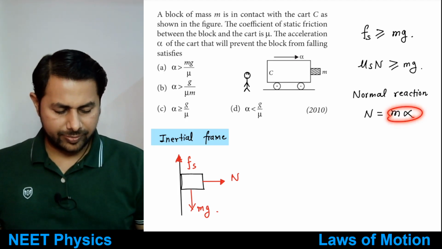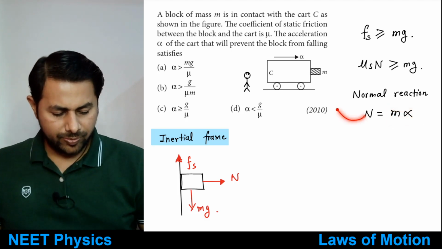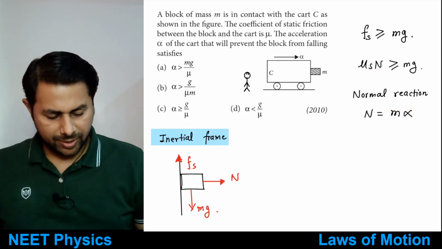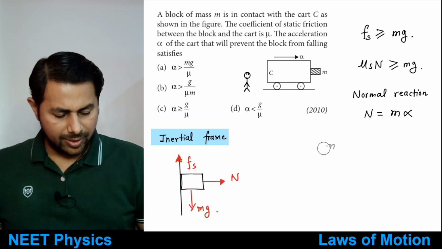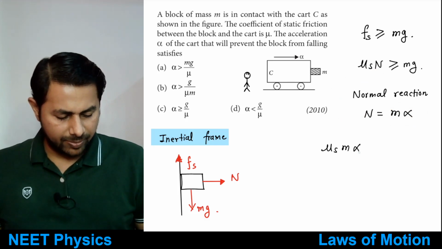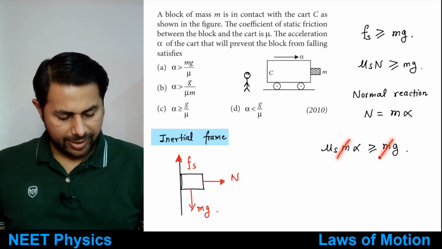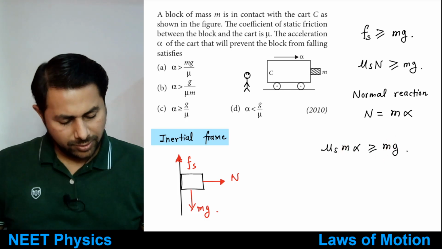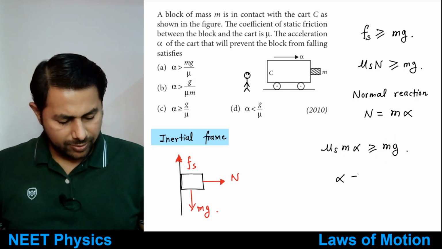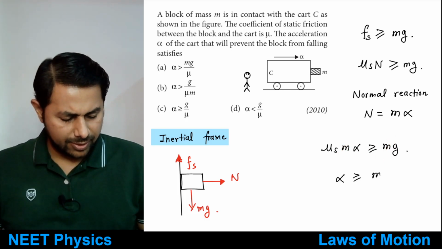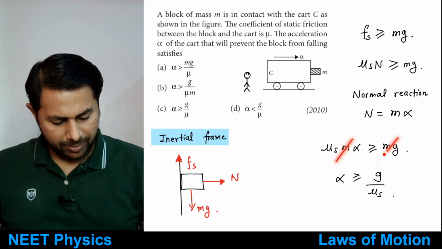Acceleration is alpha, so you just put that over here, and you get mu s multiplied by m times alpha is greater than or equal to m times g. Then m gets cancelled out, and you have alpha is greater than or equal to g divided by mu s.